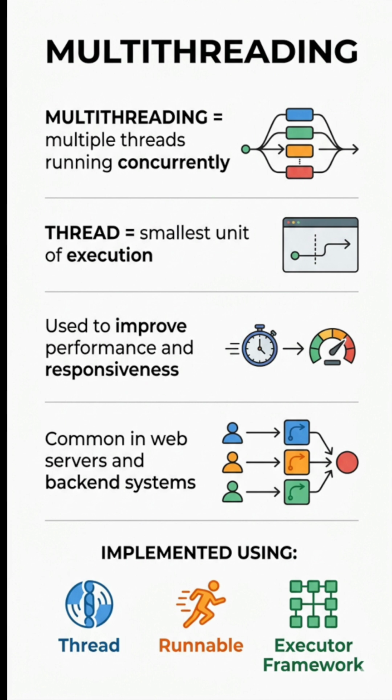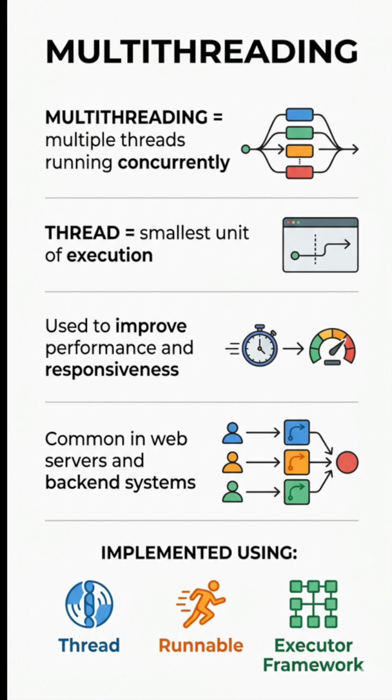What is multithreading? Multithreading means running multiple threads inside a single program at the same time. A thread is nothing but the smallest unit of execution inside a program. We can think of it like a restaurant kitchen where one chef cooking everything alone would take a lot of time. But if there are multiple chefs working simultaneously, the work will be much faster. That's how multithreading works in software.